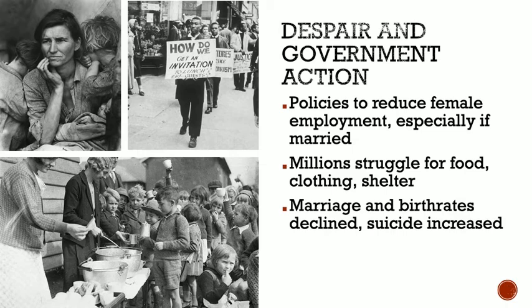You see millions of people struggling for food, for clothing, for shelter. Marriage and birth rates are going to decline, and suicide increases because of this despair. People are choosing not to have large families because they cannot afford to feed everybody. Right? And this picture here is a very famous picture from the Depression, showing the despair of a mother who's trying to get her children through this time of poverty.